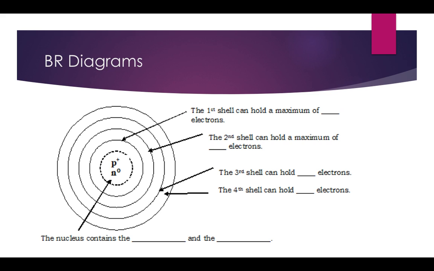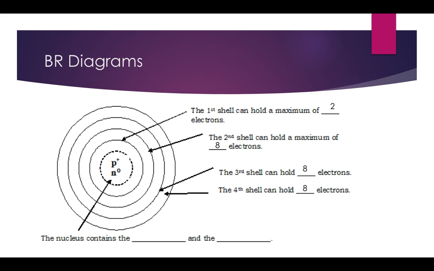So if you remember from Bohr-Rutherford diagrams, the first shell can only hold a maximum of 2 electrons. And after that, we're pretty much set because the rest of them can hold 8. So the second shell can hold 8, third and fourth shell can hold 8, and if you have a fifth, sixth, seventh shell, those can also hold 8 and up, depending on what period you are in.